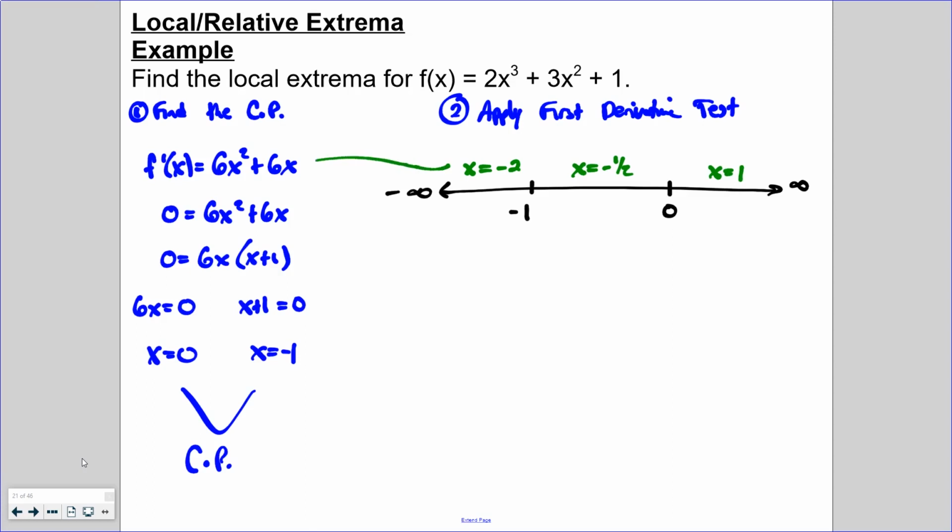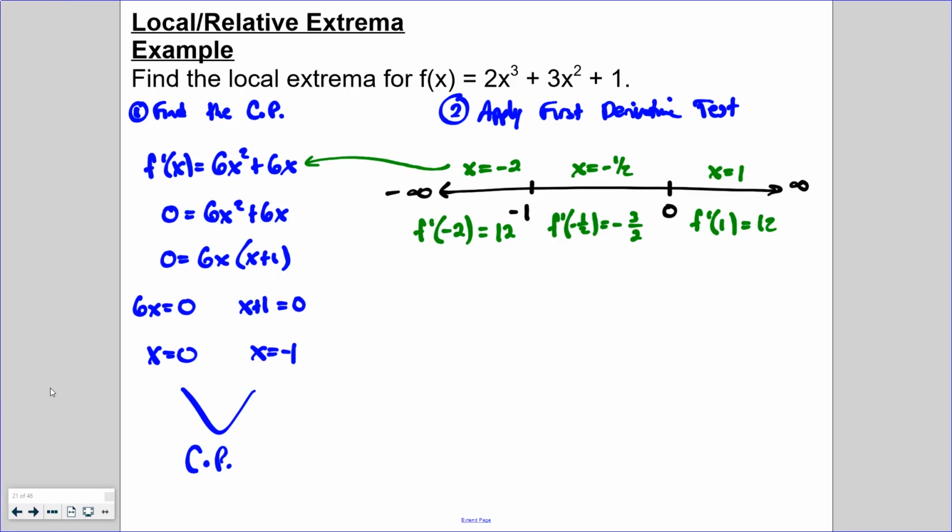And again, I'm plugging these values into the derivative, because that's what the first derivative test checks. So f prime of negative 2 is going to equal 12. Then when I plug in x equals negative 1/2 into the derivative, we'll get f prime of negative 1/2, which is going to give me negative 3/2. And when we plug in x equals 1 into the derivative, we're going to end up with 12. I just realized I wrote x instead of 1 here, so let's make that adjustment.